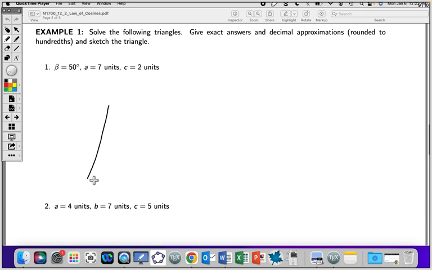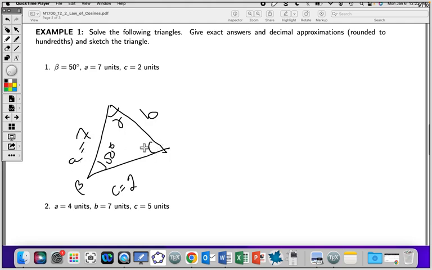We've got an angle beta. Beta is given to us as 50 degrees. The side opposite beta we'll call B. And we have 2 other angles left over. We've got A and C, so we'll call that 2 units. So that'll be C, so this will be angle gamma. Then this will be 7 units. I guess I'll call that A. I'll call that alpha then. Doesn't really matter as long as we're consistent.